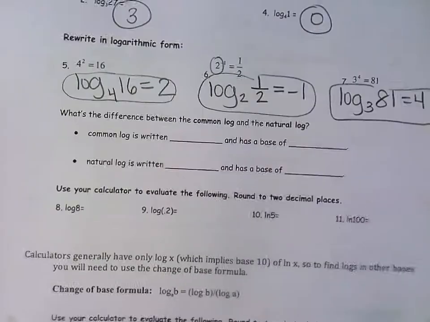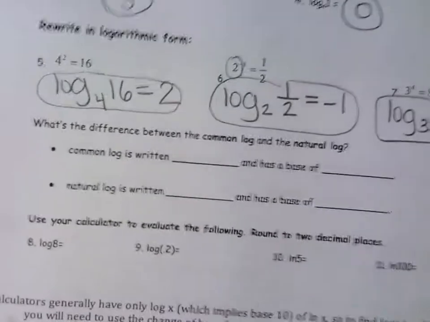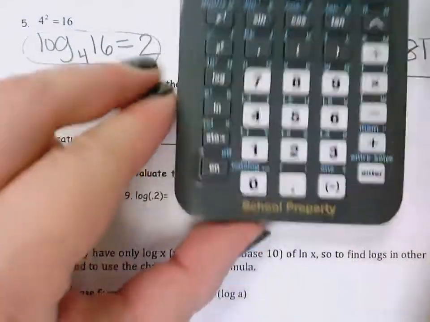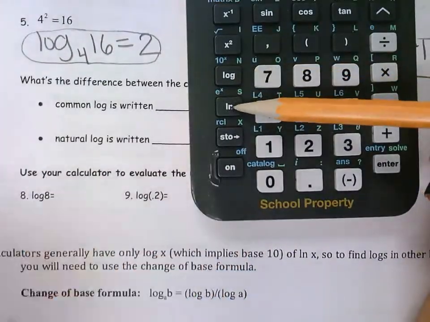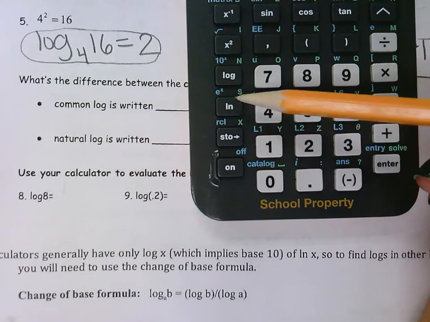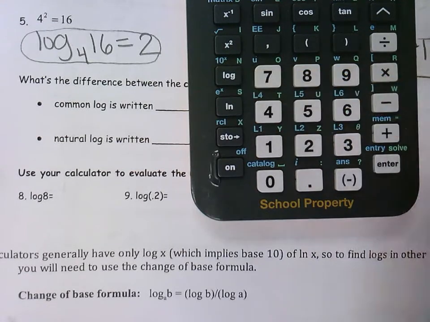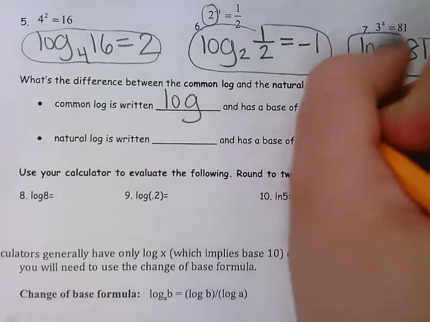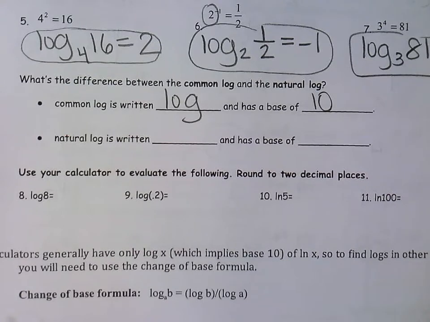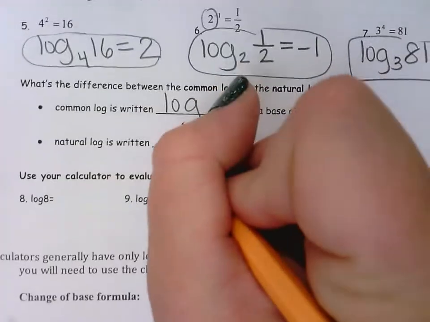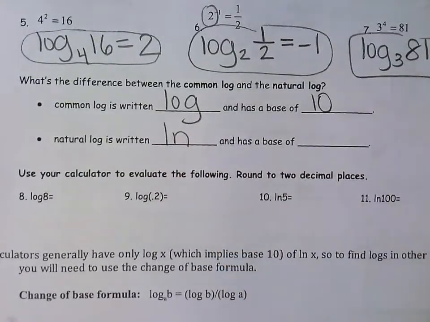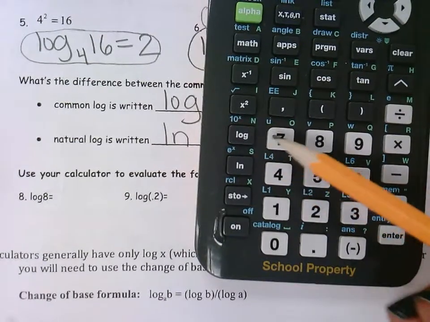So there are 2 different log keys on your calculator. If you've never seen them before, there is a log key and a natural log key on the left-hand side of your calculator. The common log is just written log. It has a base of 10, like we already talked about. Just like a square root, you're taking the second root of a number. The natural log is actually LN for natural log. It's on the left side of your calculator next to the 7 and the 4.